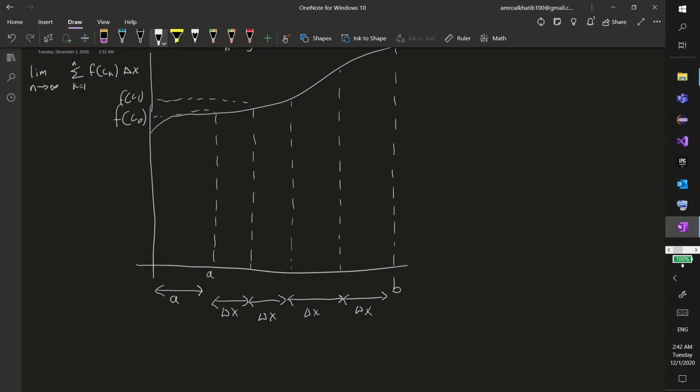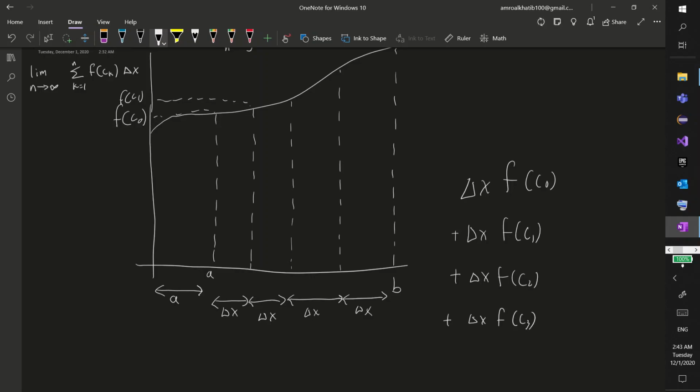So the area of this rectangle is going to be delta x multiplied by f of c0. So this whole thing is f of c0 multiplied by delta x. And we don't take this height, we just take the height beside it. Let's go for the next rectangle. It's going to be delta x multiplied by f of c1. And the next rectangle is delta x multiplied by f of c2, and so on and so forth.